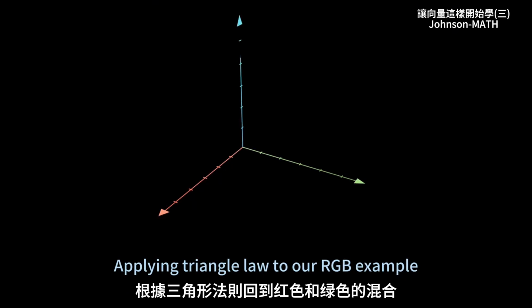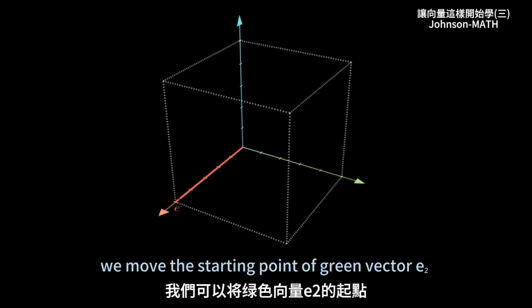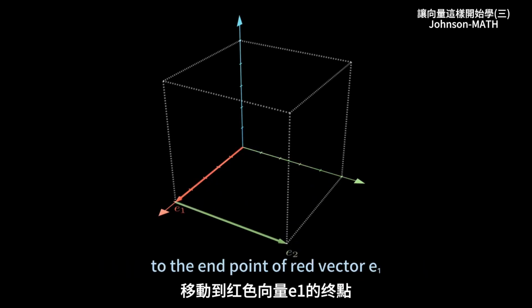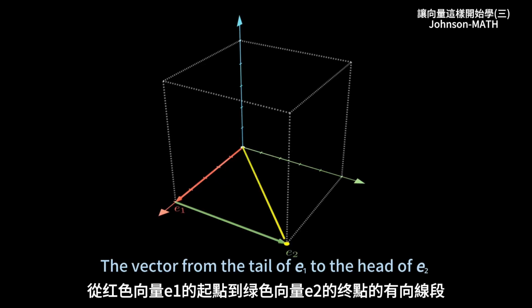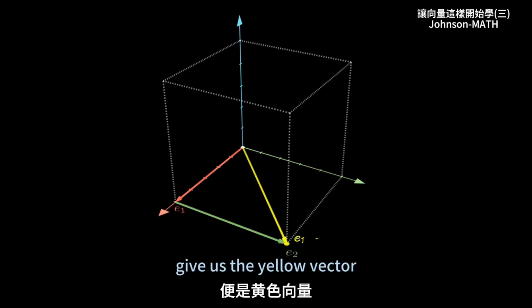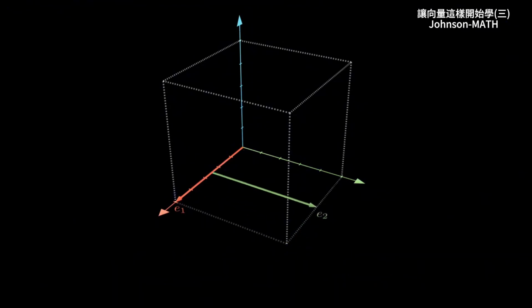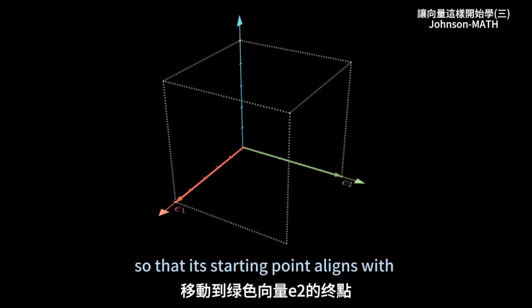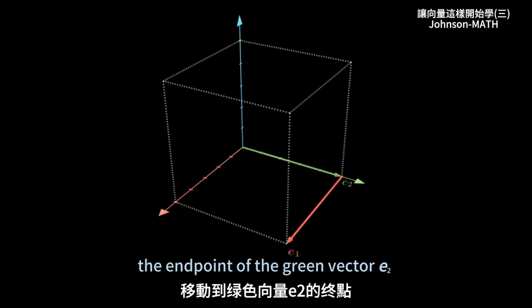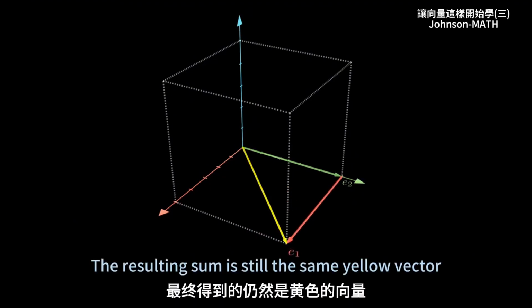Applying the triangle rule to our RGB example, we can move the starting point of the green vector e2 to the endpoint of the red vector e1. The vector from the tail of e1 to the head of e2 gives us the yellow vector. Alternatively, we could shift the red vector e1 so that its starting point aligns with the endpoint of the green vector e2. Then the resulting sum is still the same yellow vector.